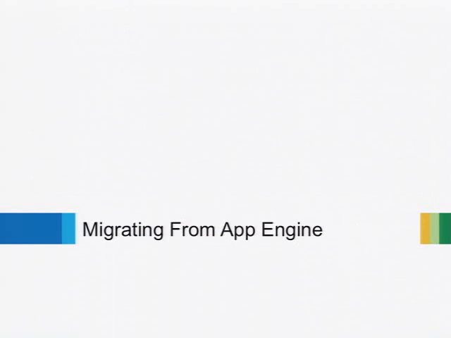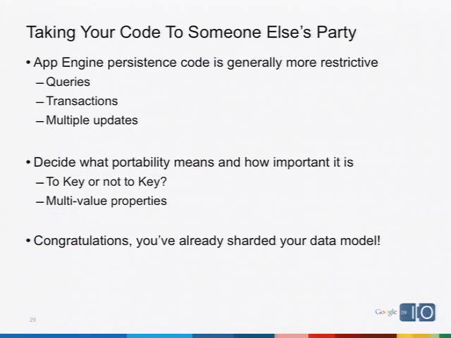Let's talk about the easier direction, migrating things off of App Engine. Of course, we're sad to see anyone go, but we know this is going to happen, and it really is important to us that you feel like you can take your code someplace else. The reason this is the easier direction is that when it comes to persistence, App Engine is generally more restrictive than the environment that you're probably porting to, right?